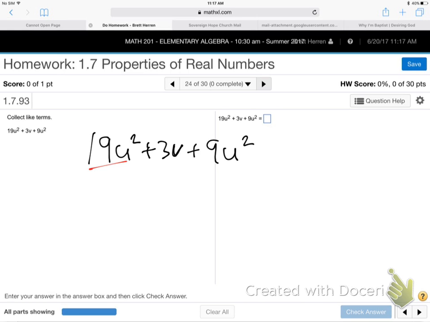So the first one and the back one, front one and the back one, add together 19 and 9, what's that, 28? 28u squared plus 3v, and we're done. Just add the front one and the back one.